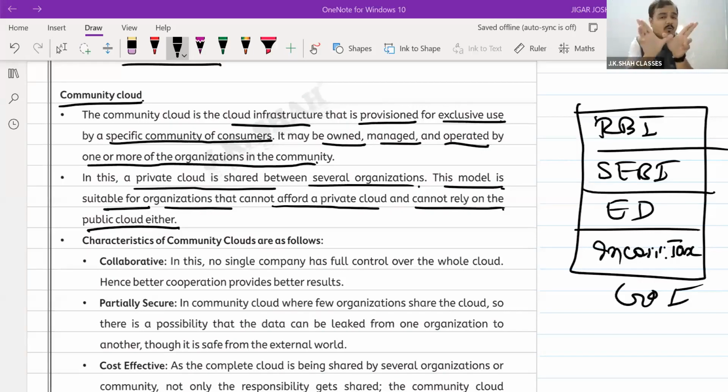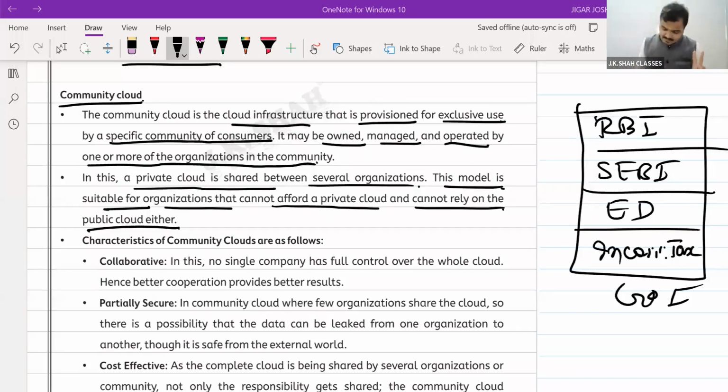Then it is called a hybrid cloud. Understood? But multiple companies combining their resources and using one cloud, and outsiders are not allowed. Very important one, outsiders are not allowed. Then it is called a community cloud. Understood the difference between these two?